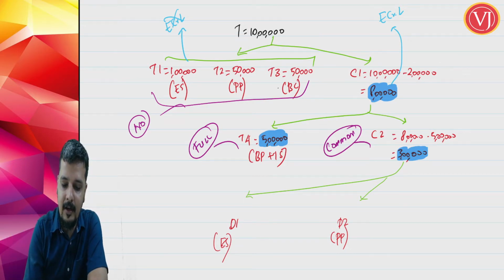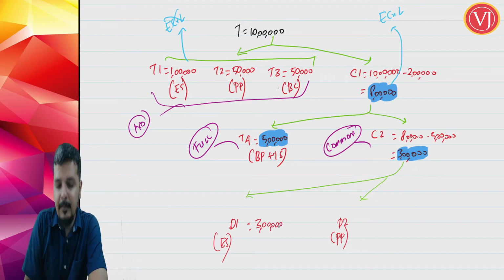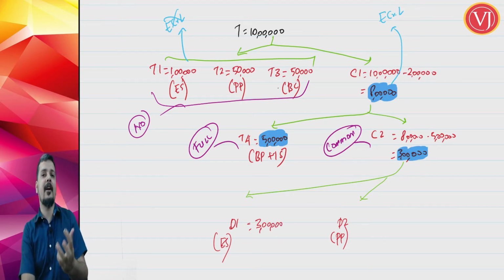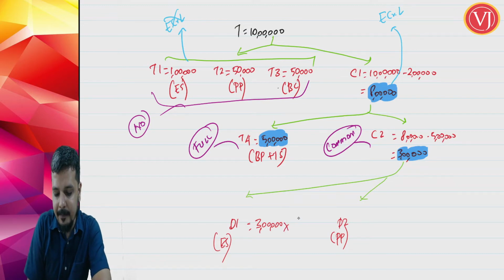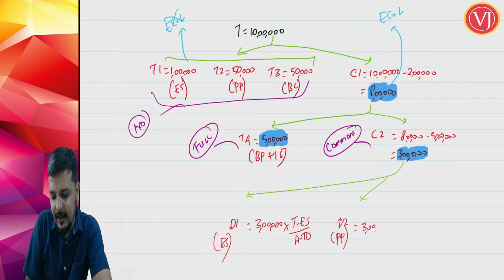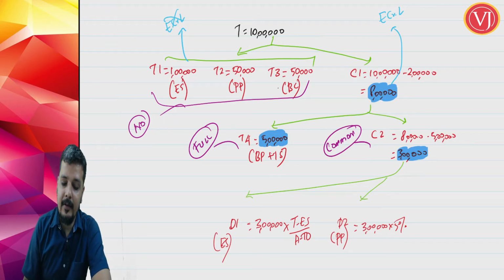Now what is the D1 reversal? D1 reversal is equal to 3 lakhs, because this 3 lakhs you should not have got entire credit, but you have got entire credit. So now you are going to reverse something. 3 lakh multiplied by turnover of exempt supplies divided by adjusted total turnover. D2 is equal to 3 lakhs multiplied by 5%. Right, these two amounts you have to reverse.